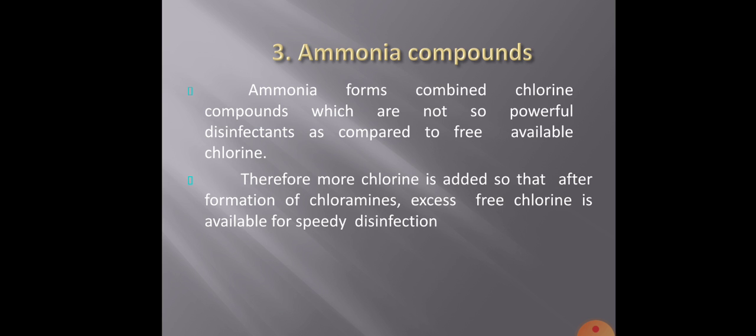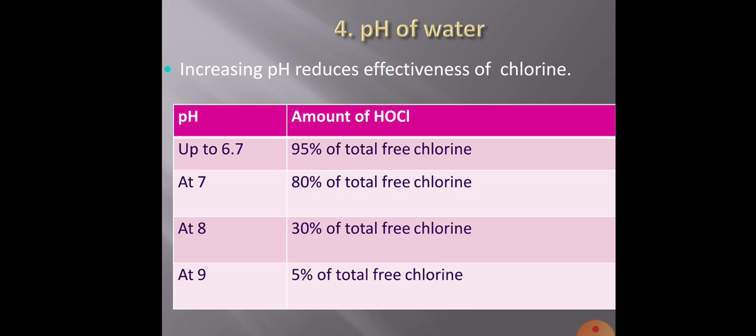Now coming to the next factor that affects the chlorination process, that is the pH of water. As the pH increases, it reduces the effectiveness of chlorine. Up to 6.7, 95% of the total free chlorine is effective. Then at a pH of 7, 80% of total free chlorine. At 8, 30% of total free chlorine. And at 9, 5% of the total free chlorine, that is the amount of hypochlorous acid. We can see that increasing pH will reduce the effectiveness and also the effective sterilizing compound.